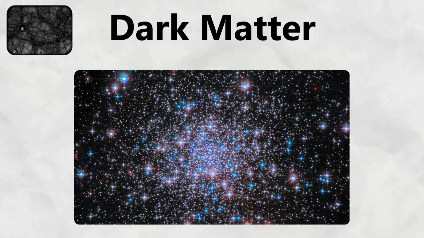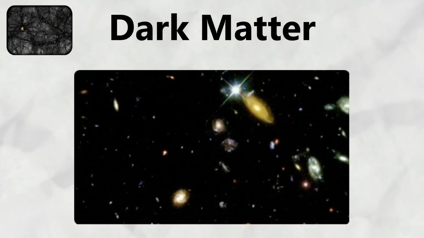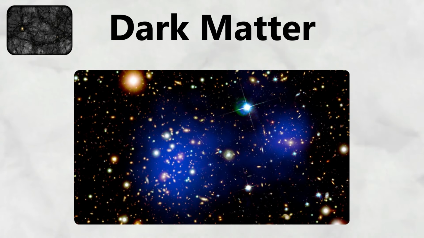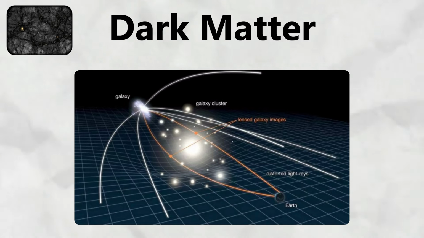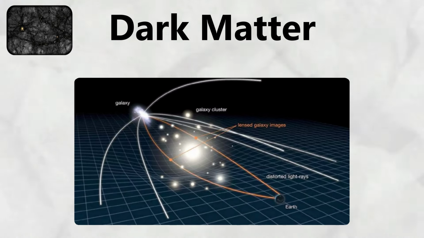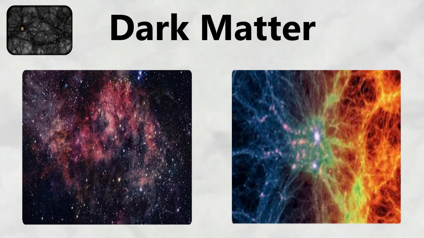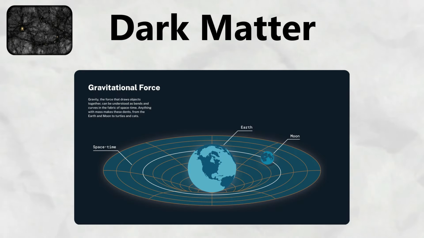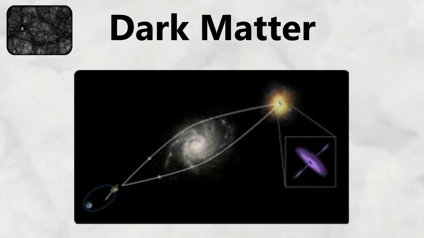Galaxy clusters provide another crucial piece of evidence. These massive collections of galaxies are held together by gravity, but the visible matter in the clusters is not nearly massive enough to generate the gravitational force needed to keep the galaxies from flying apart. The presence of dark matter, roughly 5 times more abundant than ordinary matter, provides the additional gravitational binding force required to maintain these structures.